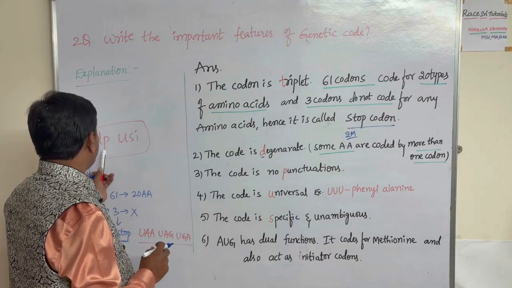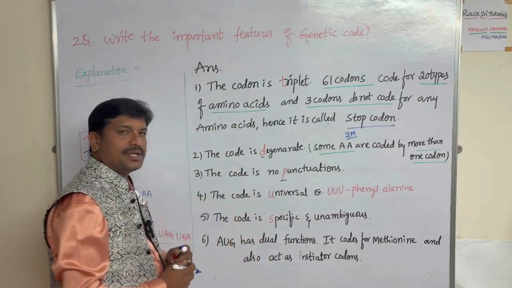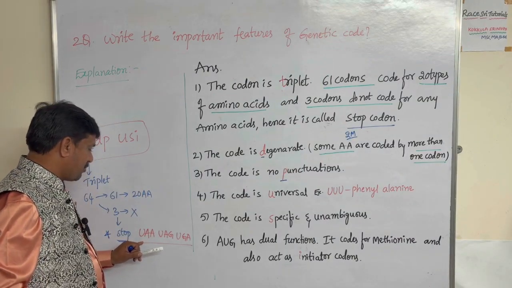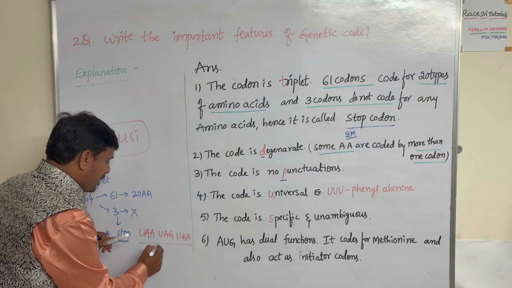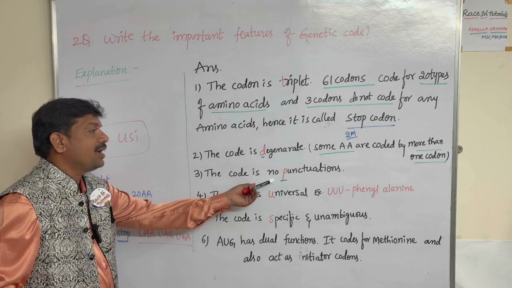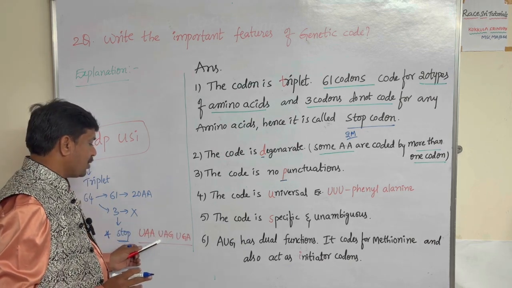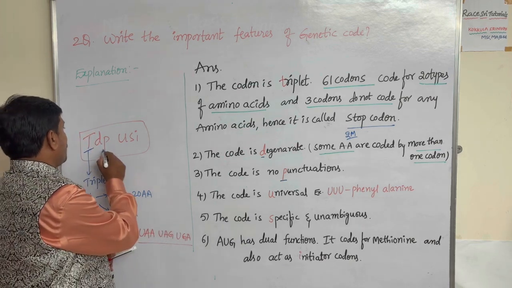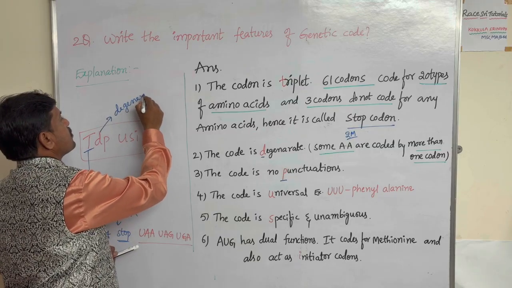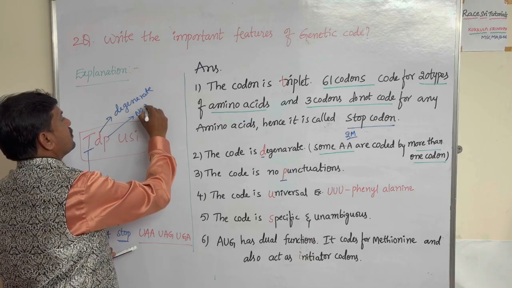Next one is P. P means punctuation. Punctuation means what, sir? Here I mentioned stop codon, but the comma and full stop I have not mentioned. So that's why there is no punctuation in the middle of the codons. So D means degenerate, P means no punctuation.